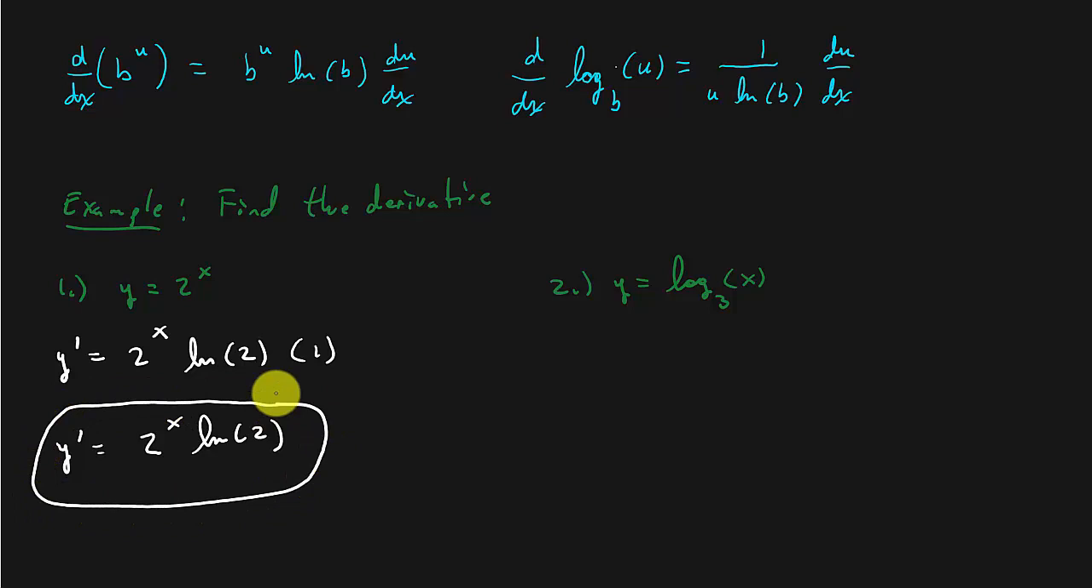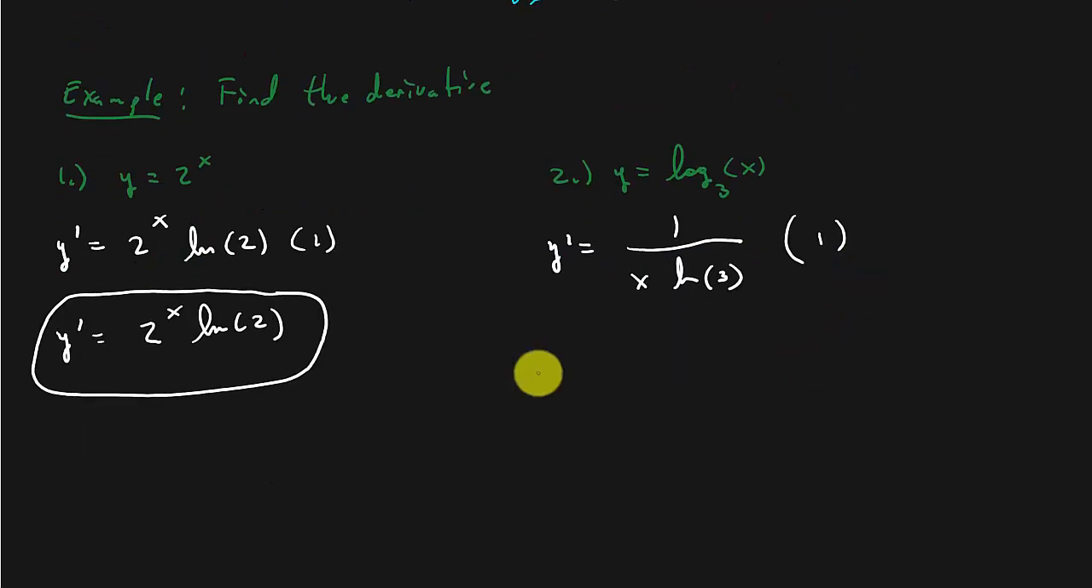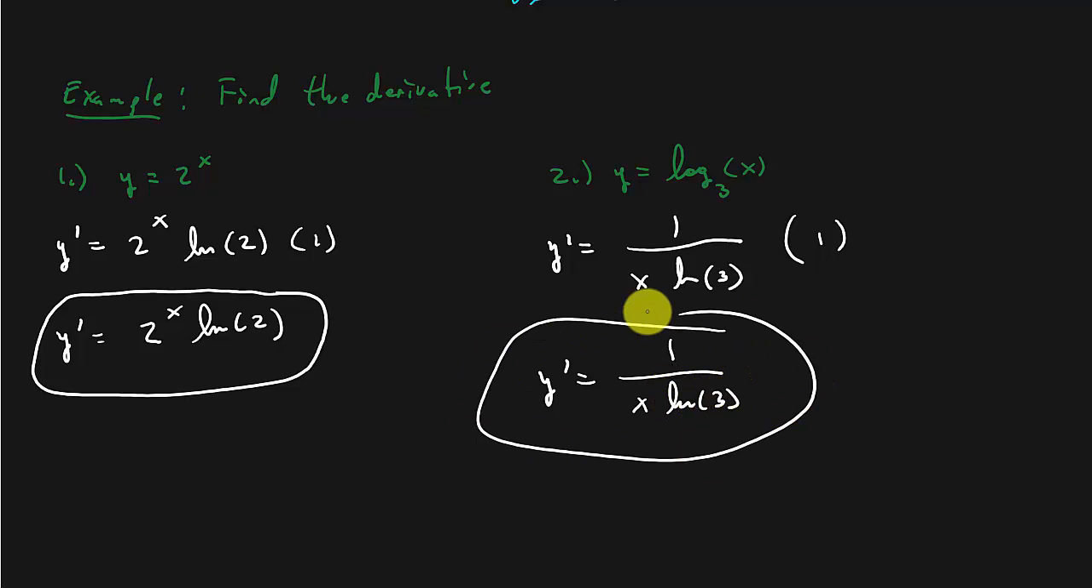And then the last problem, the derivative is going to be 1 over x natural log 3, right? 1 over whatever you're taking the log of, which in this case is x, times the natural log of the base, which is 3, times the derivative of what you're taking the log of. Well, what's the derivative of x? It's 1. And so we get y prime is 1 over x natural log 3. And there's your answer to that one.